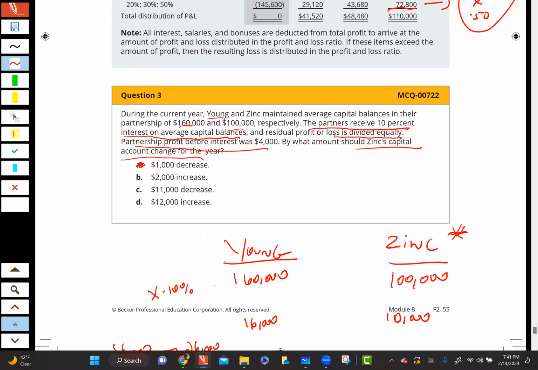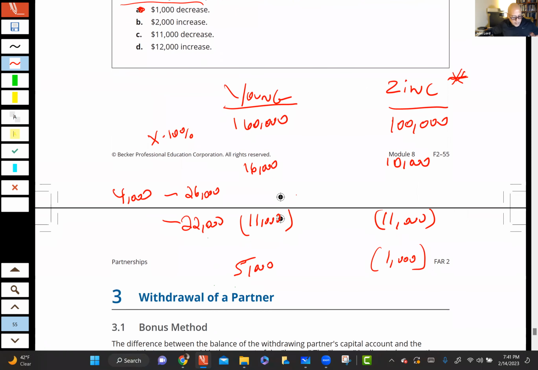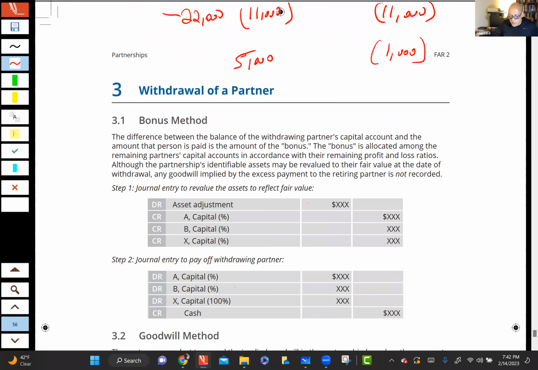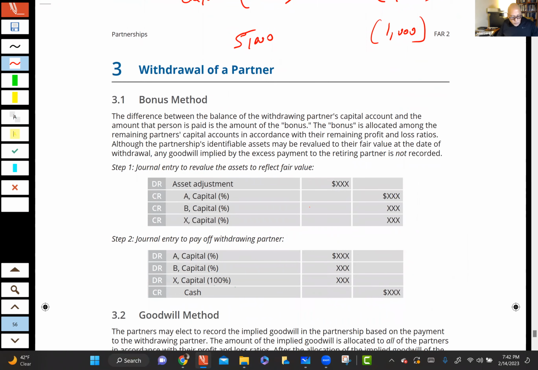Is this functioning as a dividend, or what is that 10%? It's the interest that they get on their balances. I don't know what you want me to tell you. They get a distribution to their capital accounts of 10% on whatever is in their average capital balances. It sounds like you want me to invent something other than what's in the problem. I don't know what you're asking me, so I would just accept the problem for what it says. Okay, all right, good. Let's look at withdrawal of a partner.